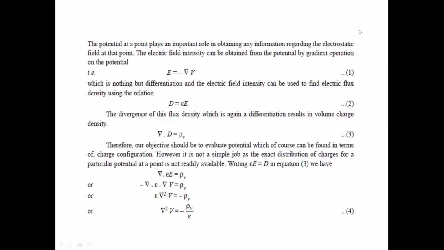Hi everyone. In today's session, we'll be discussing how to represent the electric field or electric field stress in a mathematical equation.